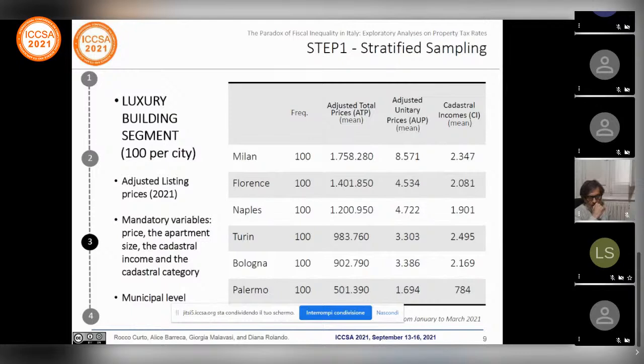It is interesting to notice that there is a great variability in unitary price between Milan, at more than 80,000 euro per square meter, and Palermo, at around 1,700. Moreover, there is a total absence of correspondence between the unitary price and the related cadastral incomes. For example, you can see Naples.